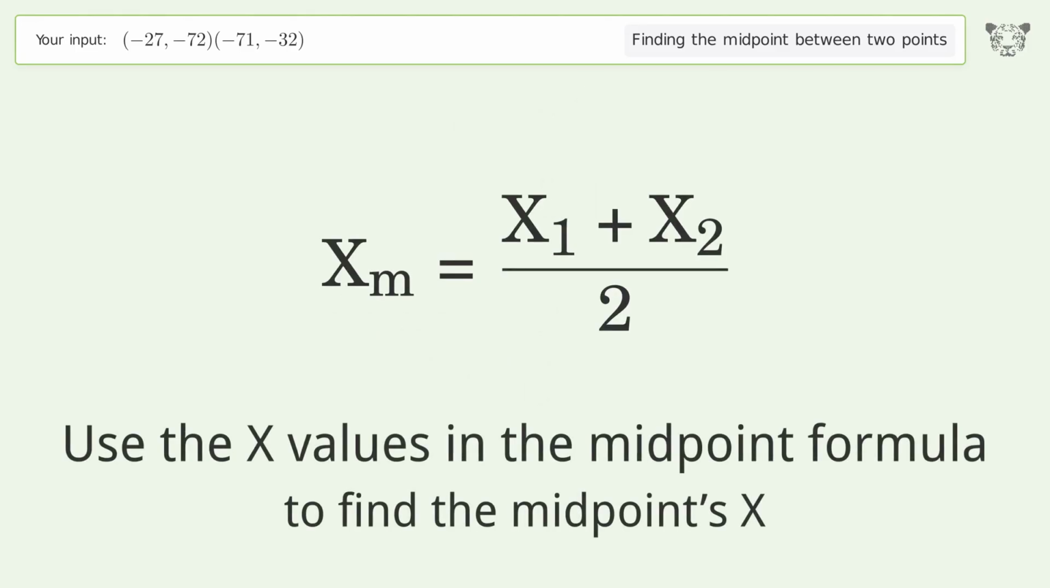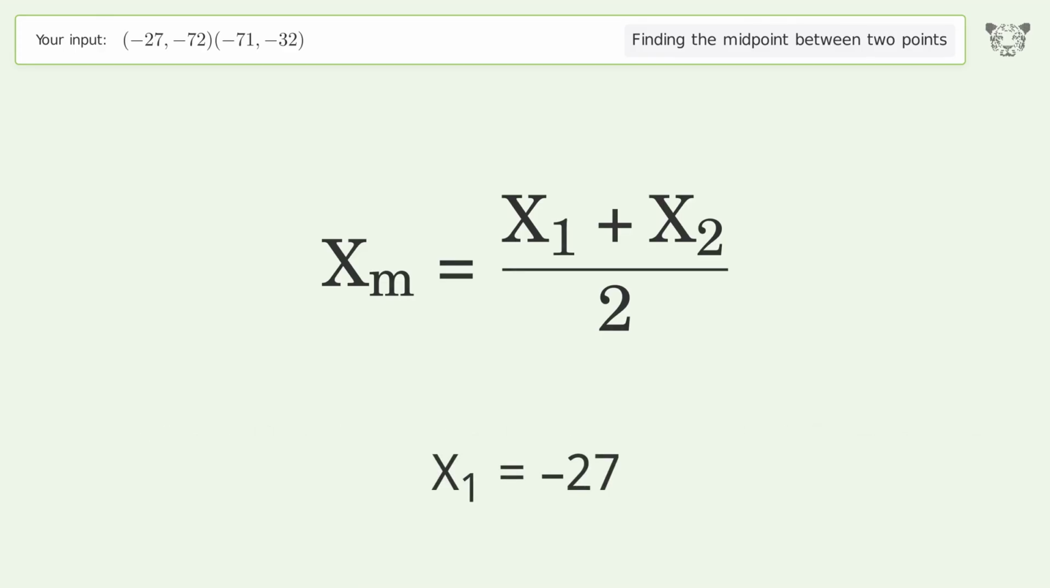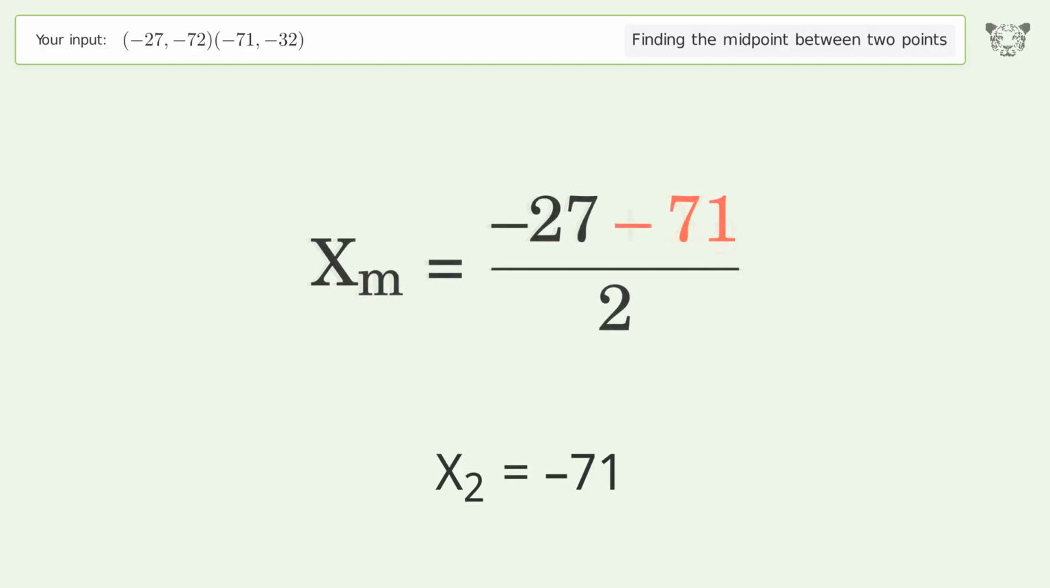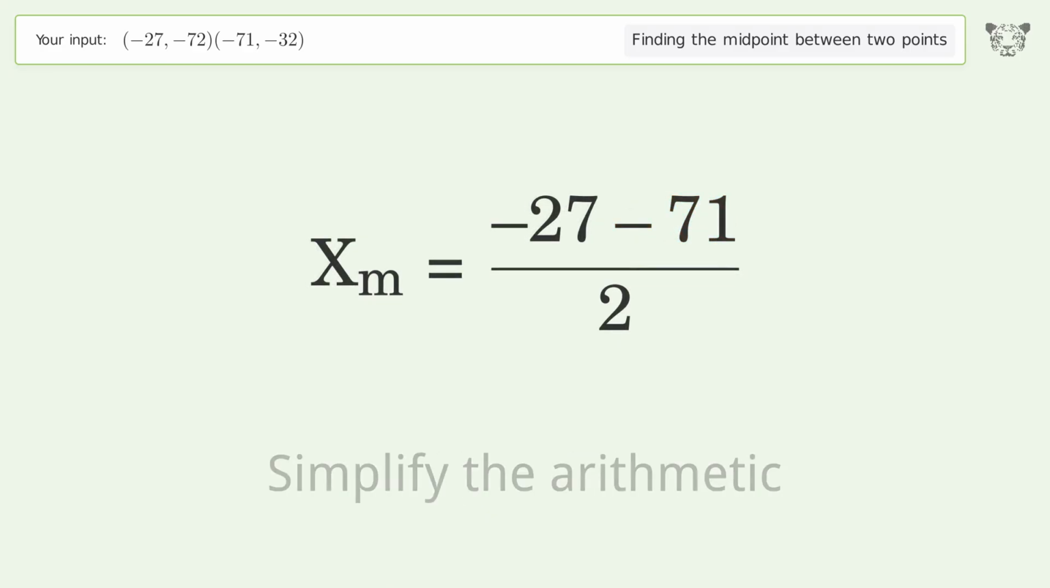Use the x values in the midpoint formula to find the midpoint's x. x1 equals -27. x2 equals -71. Simplify the arithmetic.